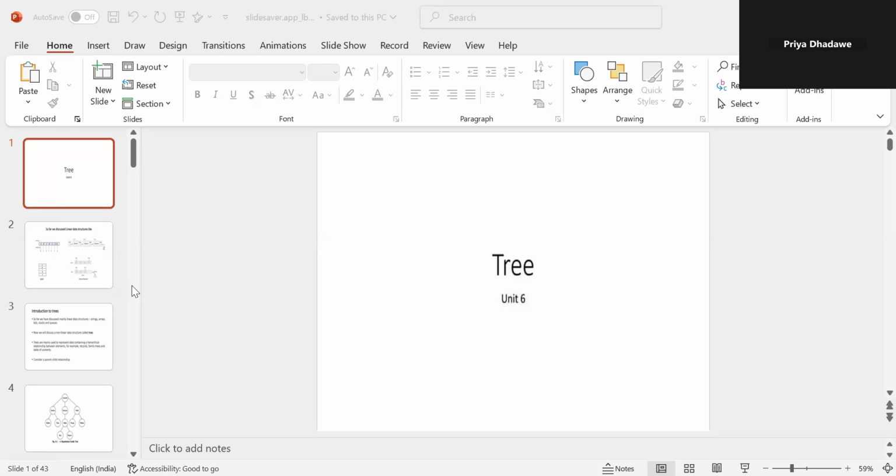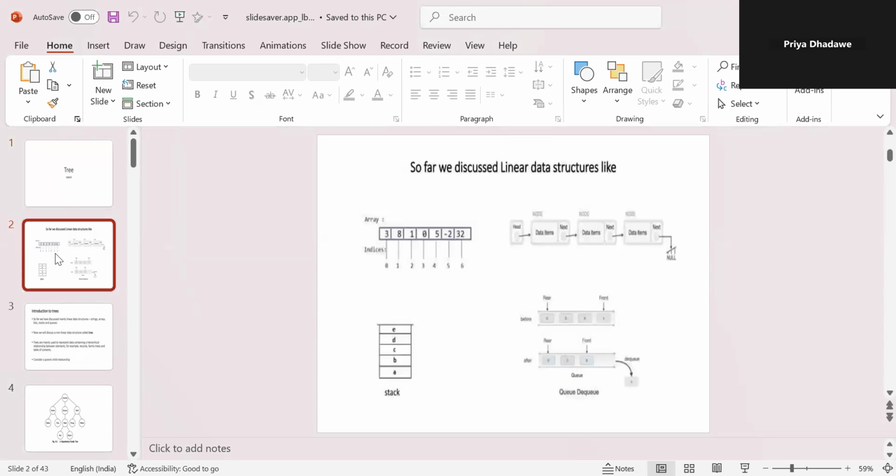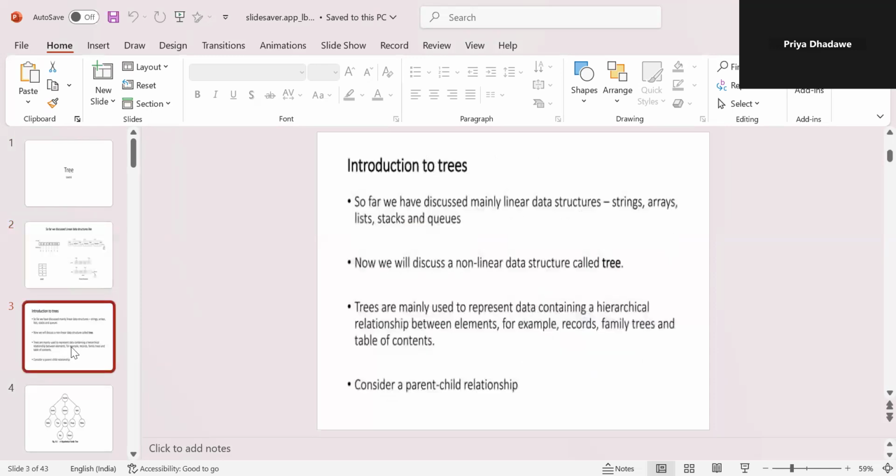So far we have seen different data structures that were linear. Those were arrays, linked lists, stacks, and queues, which stored data in a linear, sequential format. Now let's see trees, where a tree is a non-linear type of data structure.